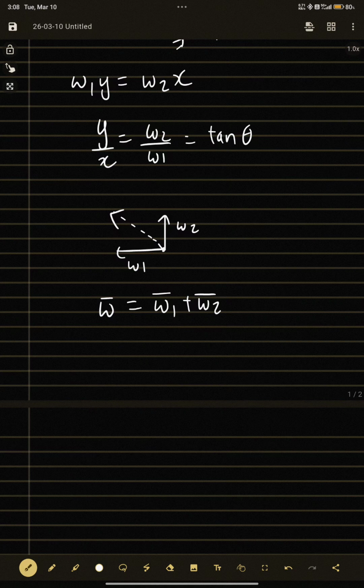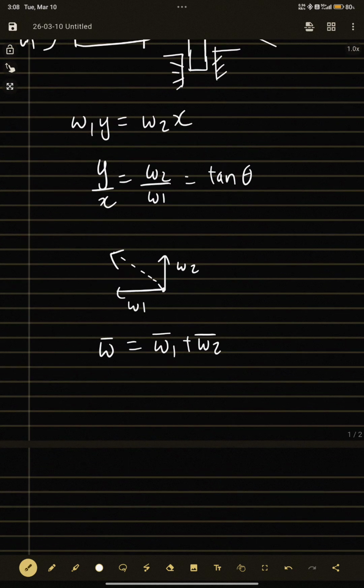If you recall your vector addition rules, of course, if you do vector addition, the direction and the magnitude are encapsulated. If you want to break it, then it is the square root of omega 1 square plus omega 2 square, because omega 1 and omega 2 are at right angles to one another in this case, okay? And the direction will be omega 2 by omega 1. So this theta is the same as this theta.